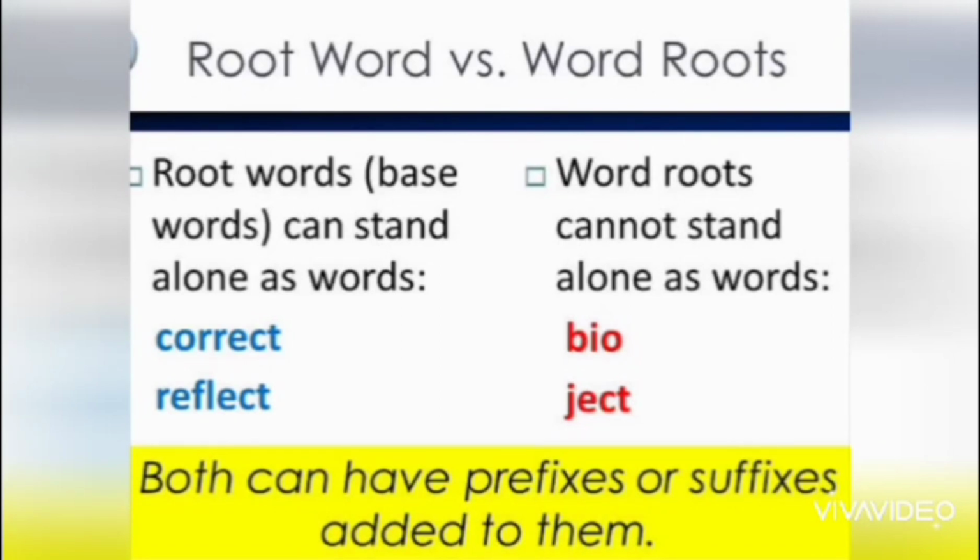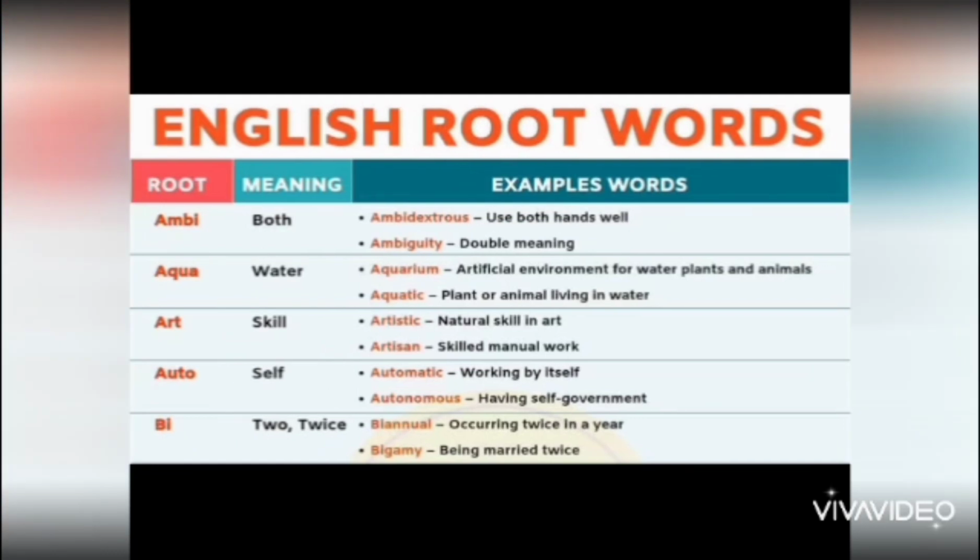Now let's set the difference between a base and a root. A base can stand alone as a word, while a root can't. Correct and reflect are examples of bases, while rect and ject are examples of roots. Both can have prefixes or suffixes added to them. Roots: ambi, aqua, art, auto, and vi. They have meanings by themselves, but if we add a prefix or a suffix, it changes. They need to be attached to have a complex meaning. For example, art by itself means skill, but if we add to it the suffix istic, it means natural skill in art.